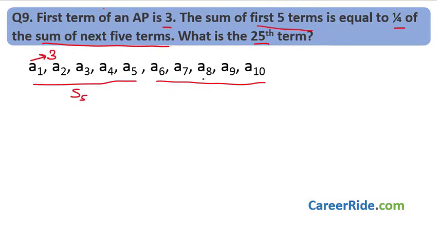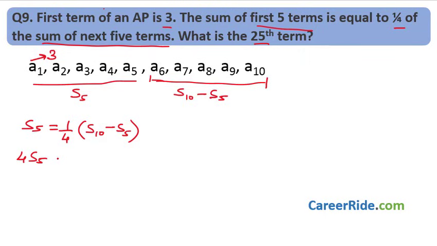Let me try to write A6 to A10 in a form. If I write the sum of the first 10 terms and I subtract the sum of the first 5 terms, will I get the sum of A6 to A10? Right or wrong? Right. So now, applying the relationship given in the question, the sum of the first 5 terms is equal to 1 by 4 of the sum of the next 5 terms, that is A6 to A10. And I have written the A6 to A10 sum as S10 minus S5. From this, what do we get? We get 4 times S5 is equal to S10 minus S5.